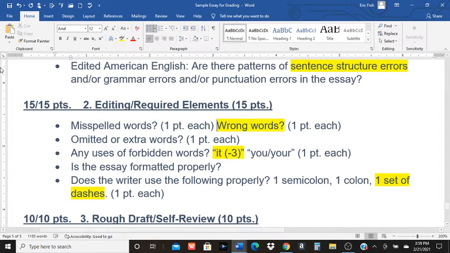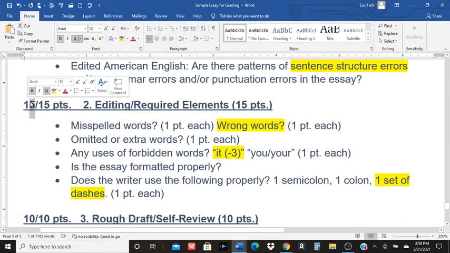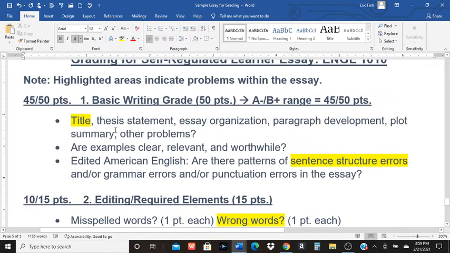And generally I do these first because that's pretty much a math question. How many errors do you have there? You have 3 its, 1 wrong word, just the dashes. That'd be -5, so that's 10 out of 15. For the basic writing grade, this is the bulk of the essay.